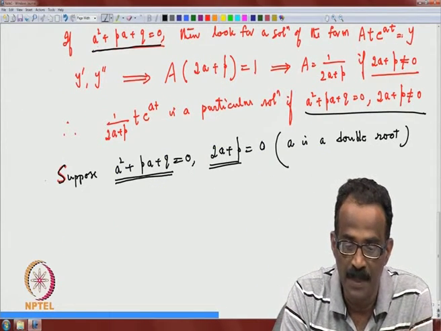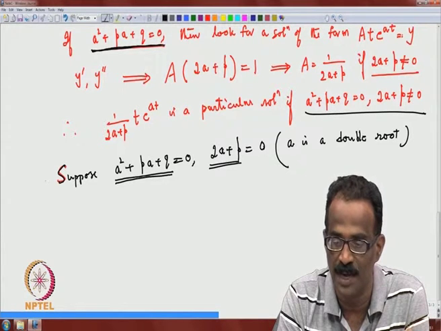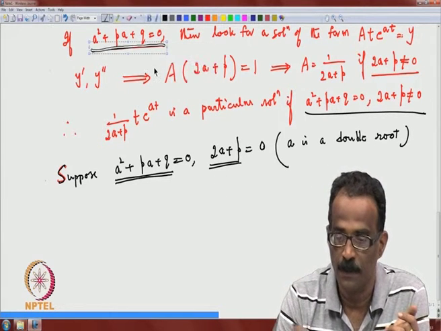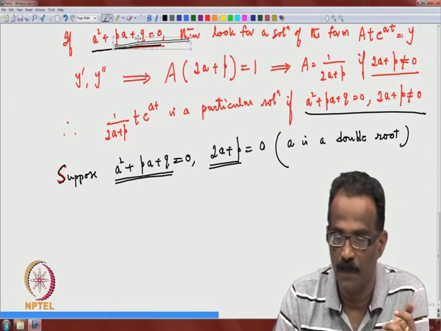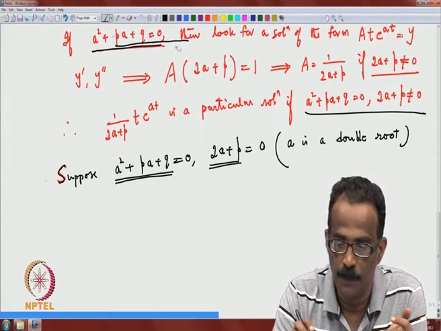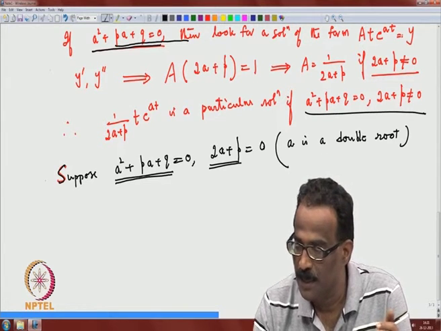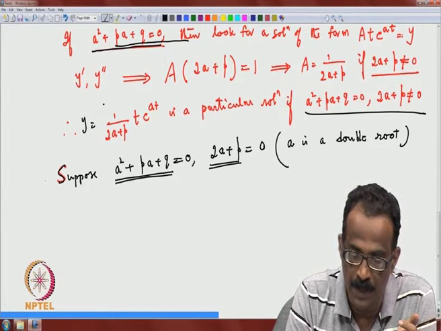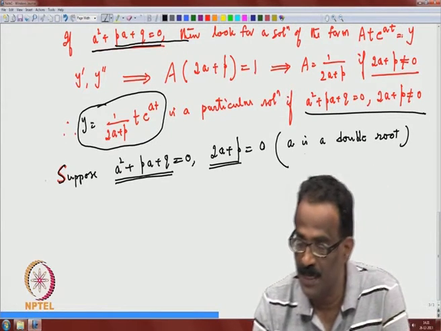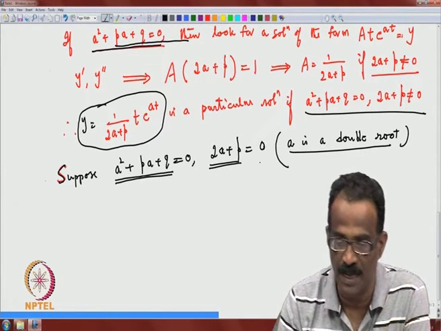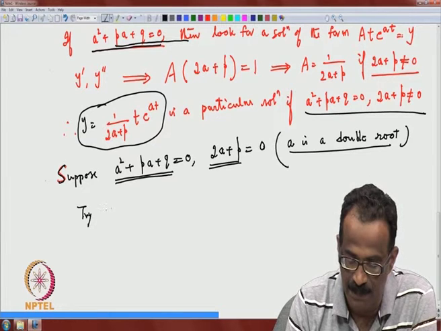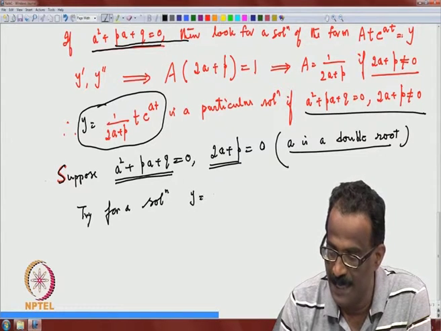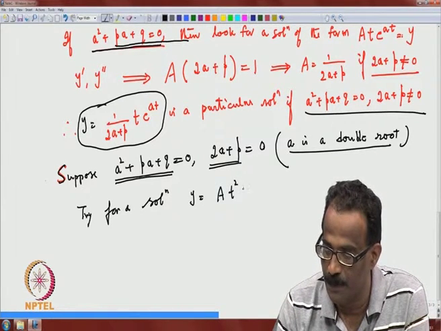On the other hand, if a is a root of this auxiliary equation or characteristic equation, but a is not a double root, then you have again a solution of this form, y equal to e power a t, a particular solution of this equation. If a is a double root, that means both these conditions hold, so try for a solution of the form y of t is equal to A t square e power a t.